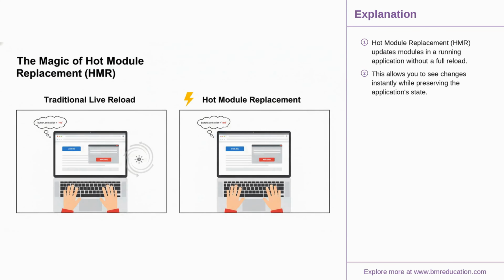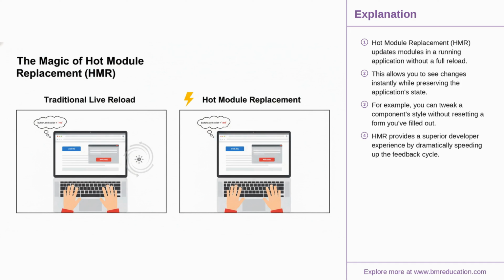Modern dev servers take this a step further with a feature called Hot Module Replacement, or HMR. Instead of reloading the entire page when you make a change, HMR is smart enough to swap out only the specific module you edited without a full-page refresh. If you're editing a CSS style or a small component, the change appears instantly while preserving the application's current state. This makes for a lightning-fast and fluid development experience.